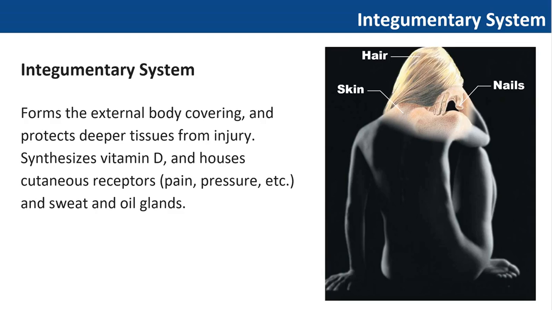The integumentary system consists of skin, hair, and nails. Skin forms the external body covering, and it waterproofs the body and cushions and protects the deeper tissues from injury. With the help of sunlight, it produces vitamin D.